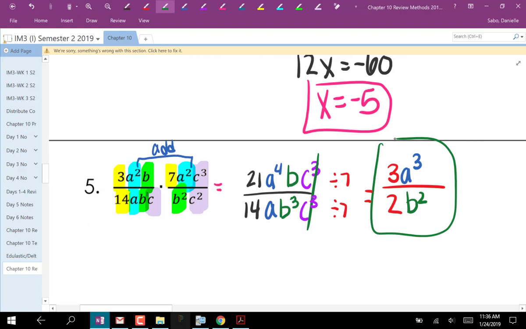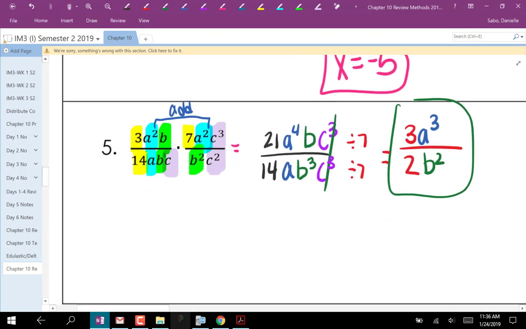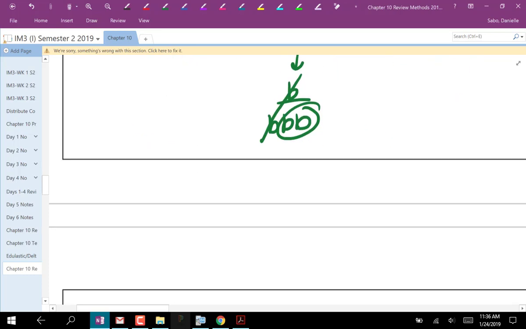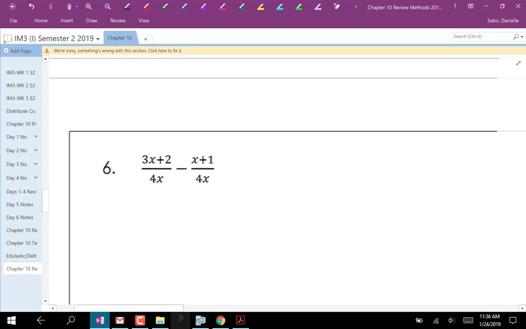Questions? You okay there? If it helps you to visualize it, like this green guy. There's 1 on top, 1, 2, 3 on bottom. 1's gone, 2's left on the bottom, if that helps. Okay? All right. This one is really easy.